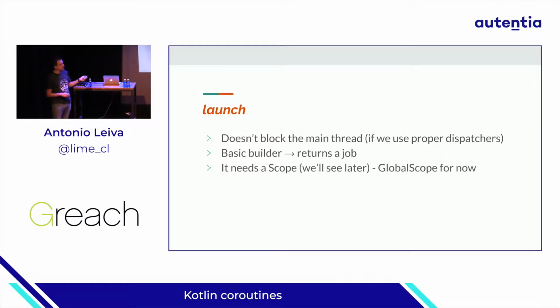There's another coroutine builder, which is called launch. This coroutine builder won't block the main thread, only if we use the proper dispatchers, as we saw before. And it's the basic builder. It will return a job that we'll see in a minute. What are jobs and what can we do with them? And it also needs a scope that, again, we are leaving it to the end. For now, we are going to use one that is called global scope that we can use wherever we want.